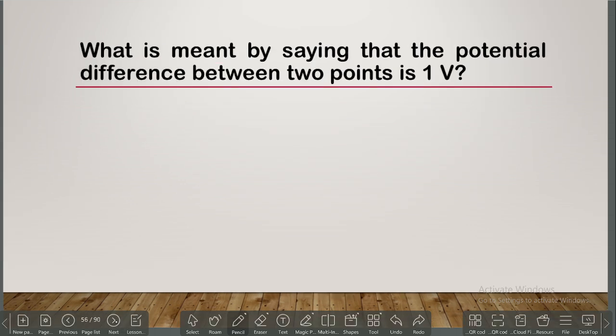Next, what is meant by saying that the potential difference between the 2 points is 1 volt? That means they are asking us to define the unit of electric potential. What is the unit of electric potential? Volt. This volt we are going to define. How are we going to define 1 volt?